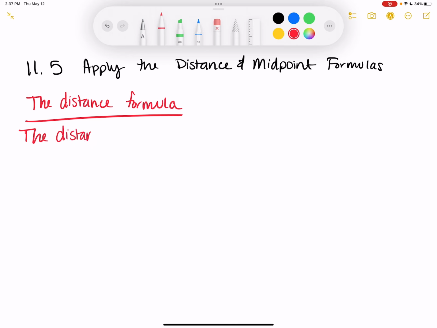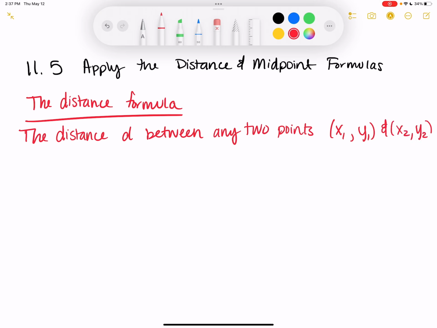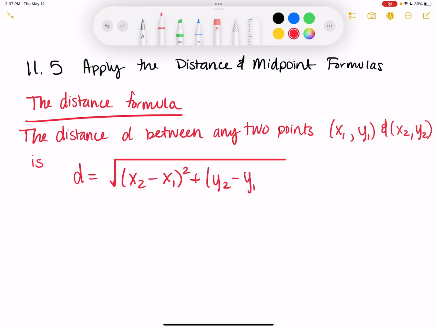The distance D between any two points (x1, y1) and (x2, y2) is D equals the square root of x2 minus x1 squared plus y2 minus y1 squared.